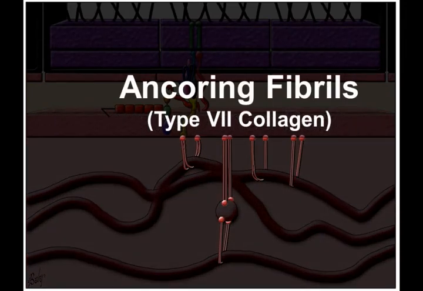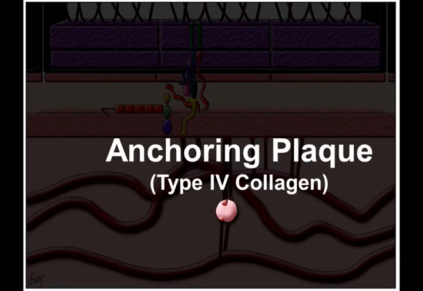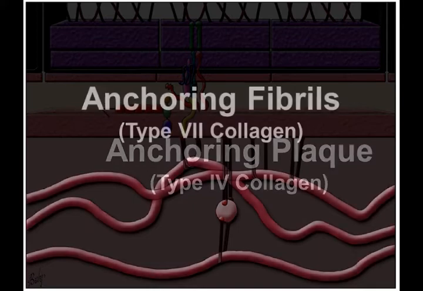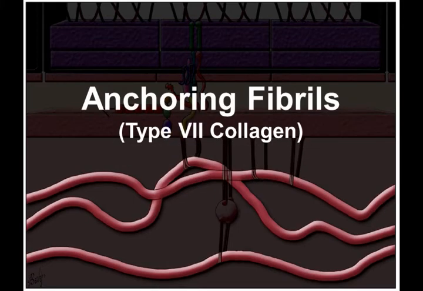The anchoring fibrils are a key area of focus of antibody for both bullous lupus and for epidermolysis bullosa acquisita. The anchoring plaque includes the type 4 collagen. And then the anchoring fibrils, which are type 7 collagen. The type 7 collagen is the key antigen for both EBA and lupus.